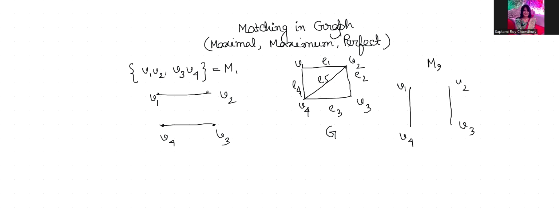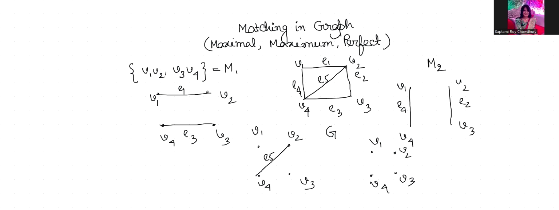Now M3: V1, V2, V3, V4. We will take here the E5. This is E1, E3. This is E2, E4. This is E5. Also, we know that if we take all these vertices and no edges, this is also a matching, M4. Clear? These are all the matchings.